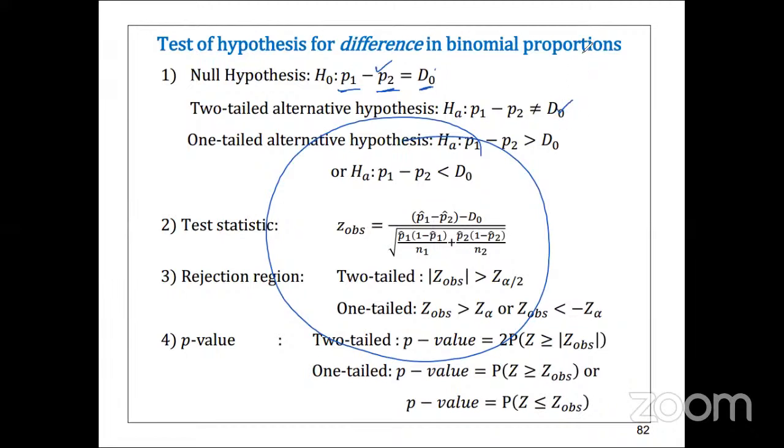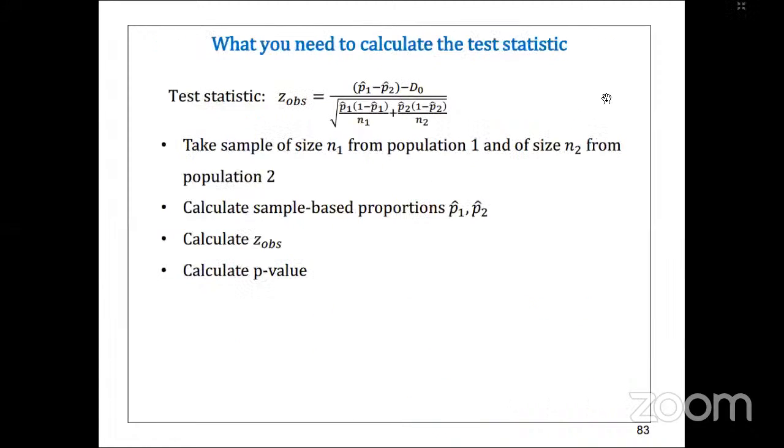Now see how exactly you are going to take the decision. These things will be calculated by software. What you have to do is, from the first population, take a sample of size N1, and from the second population, take a sample of size N2. These things will be calculated by software and the decision will be made based on the p-value.